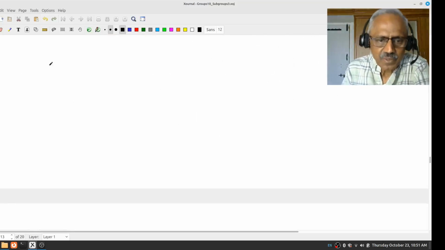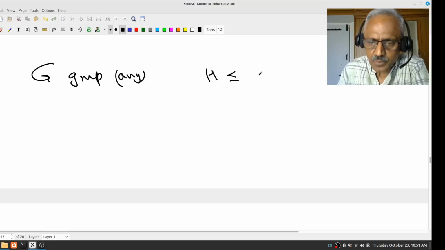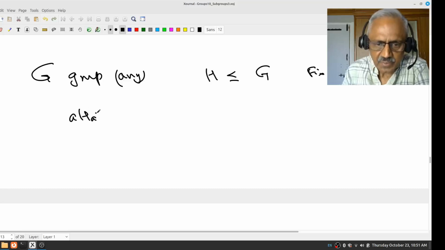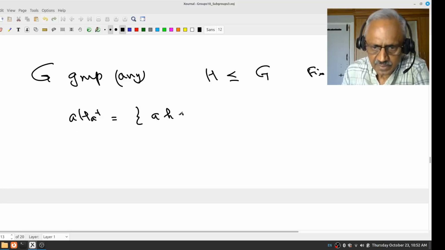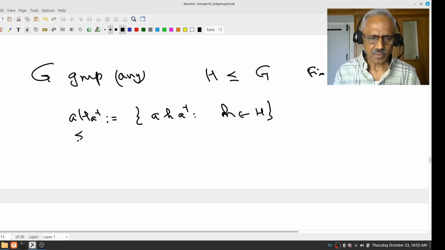Second example, suppose G is any group and H is a subgroup of G. Fix an element a in G. Then let's look at aHa inverse. What does it mean? It stands for a h a inverse, where h is an arbitrary element of H. You understand this? This is a definition. This is a subset of G.